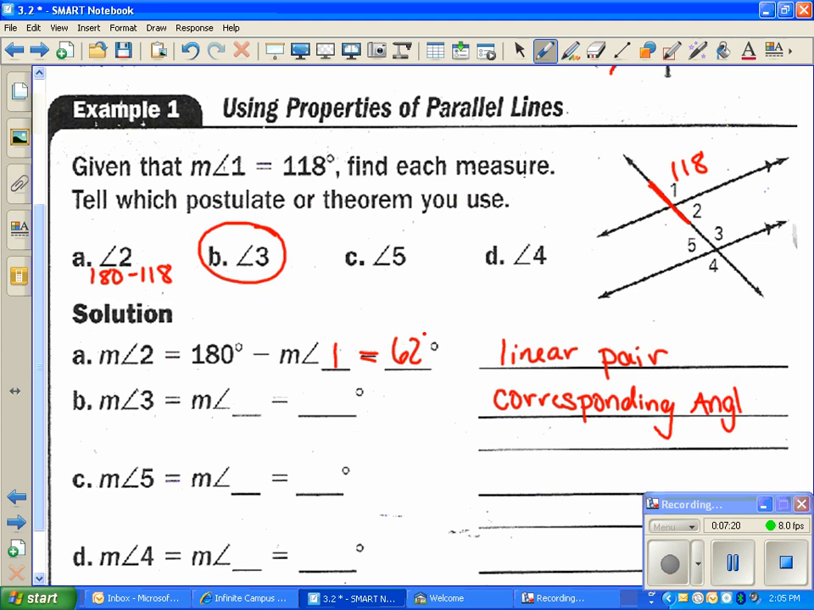Okay, and because they're corresponding angles, that means that they're equal. So angle 3 is equal to the measure of angle 1, and the measure of angle 1 was 118 degrees, right? All right, now let's look at angle 5. What do we know about angle 5?